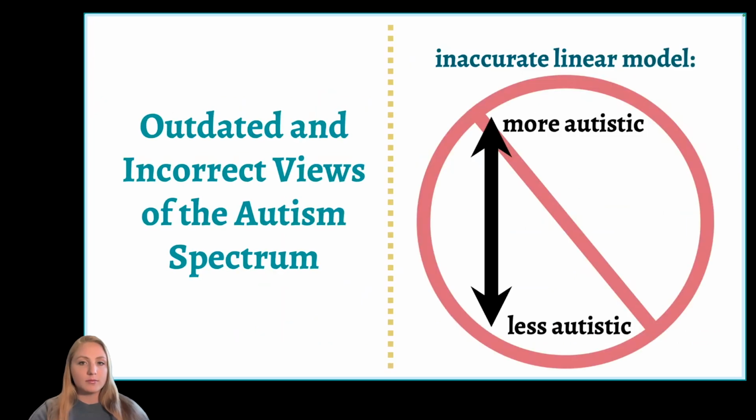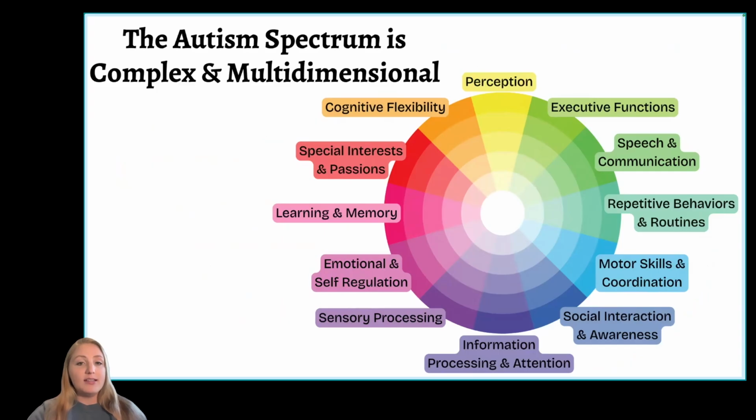A common misconception and outdated view is that autism exists on an oversimplified linear scale like the one shown here that ranges from less autistic to more autistic. However, this fundamentally misrepresents what autism actually is. Instead, the term spectrum is referring to something a bit more like this, which better reflects how an autistic person may experience varying strengths and support needs across different realms of life, such as in perception, attention, or sensory processing.